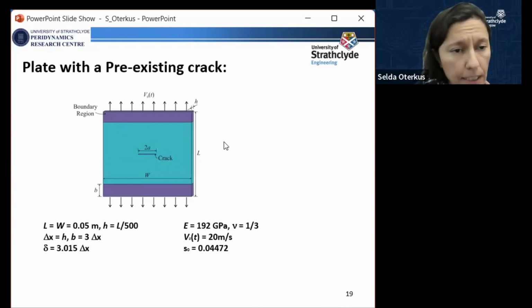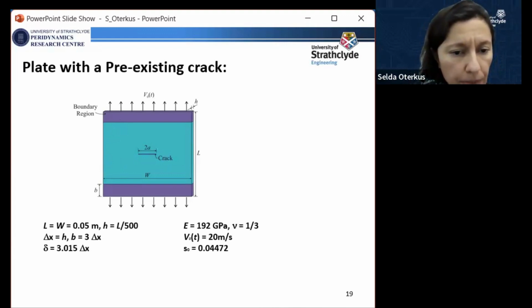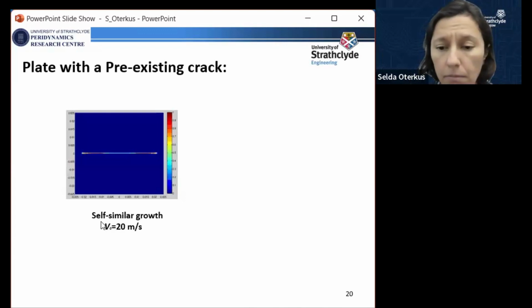As you can see, there is a plate here and there is an initial crack. What we are doing is applying a velocity boundary condition from top and bottom. We are pulling it with a constant velocity. For example, initially we pull with 20 meters per second. And as you can see, the crack propagates in a self-similar manner. And this is actually what we observe also when we test this structure. Then we decided, let's increase this velocity and make it 50 meters per second. Let's see what happens.